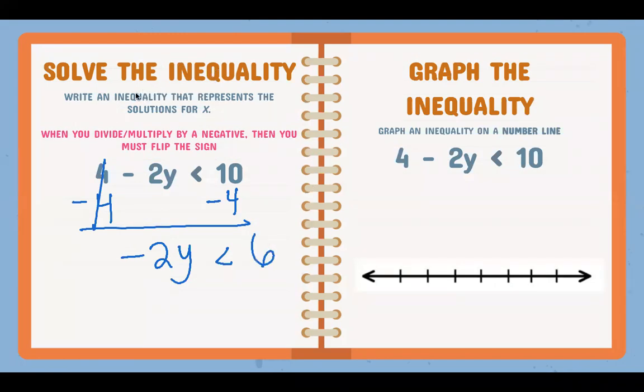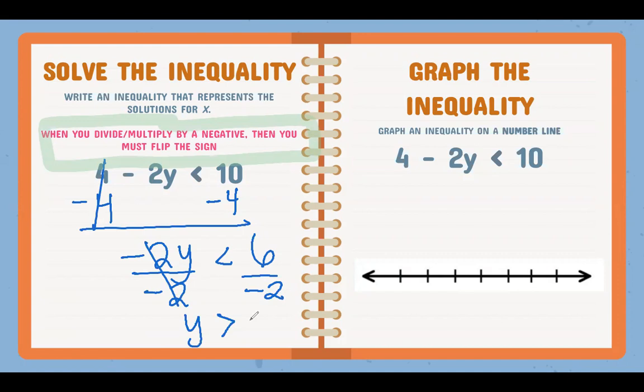This is where that really important fact that you must remember comes in. When you divide or multiply by a negative, that means you must flip the sign. And so because here I am dividing by negative 2, I must flip the inequality sign. And there's my solution represented algebraically. And now I must represent it graphically.